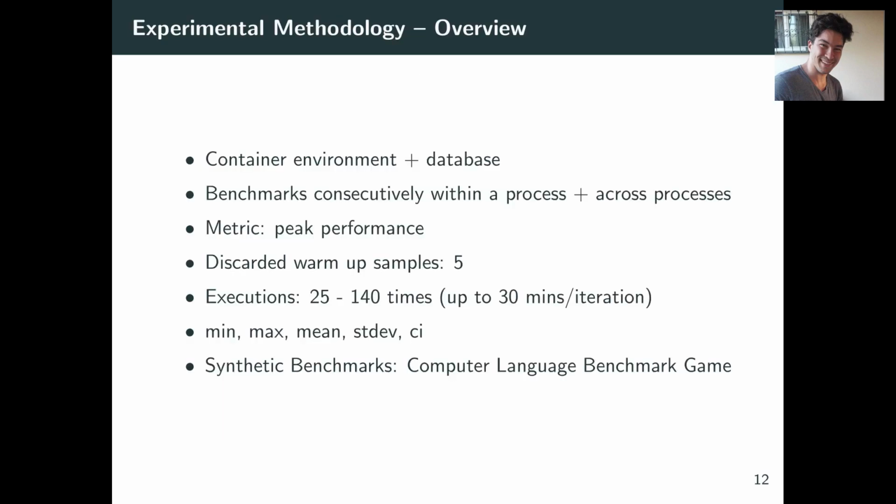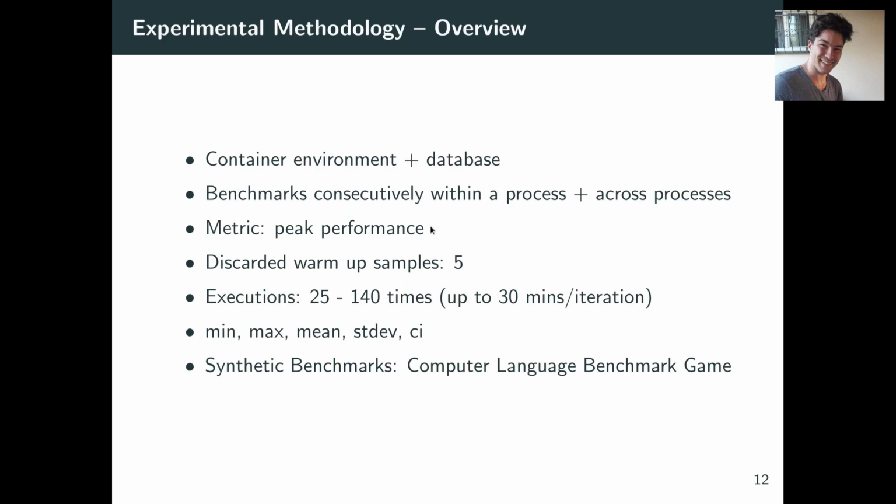Now, when approaching our experimental evaluation, we tried to be very rigorous. So we provided a container environment which freezes all dependencies and stores our timing values into a database. We also open source that database in order to account for the variabilities across benchmarks. We execute the benchmarks consecutively within the same Unix process, as well as across multiple processes. As I said before, our main metric is peak performance.